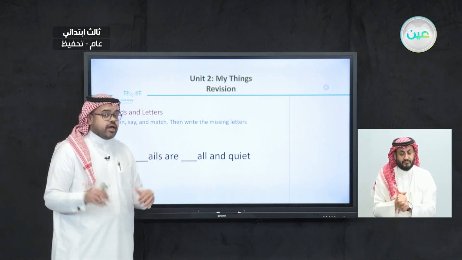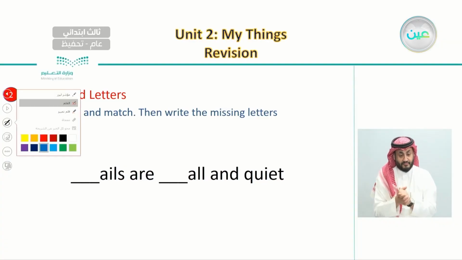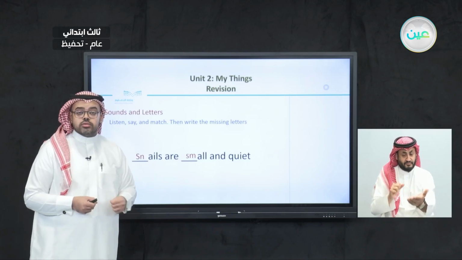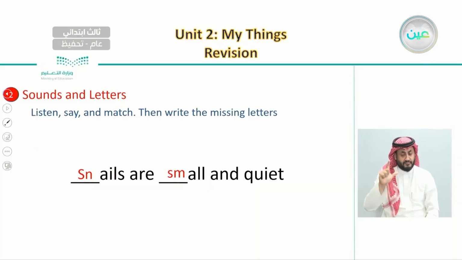So we said last time, if we have a look at these words, we know that the words that we read before and that end with a-i-l, it is the word snails. Snails. And what can we say about snails? Well, snails are small and quiet. Here you go. This is how we write these missing letters. Snails are small and quiet.